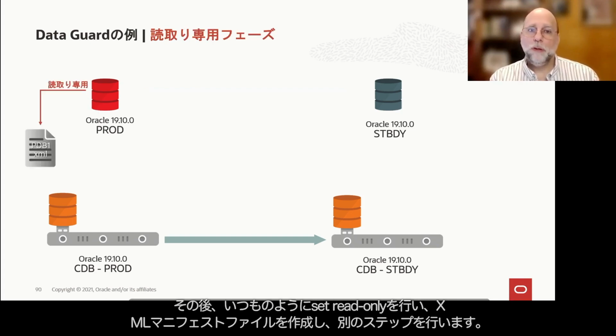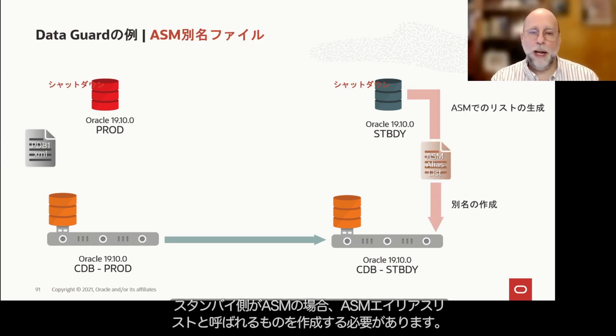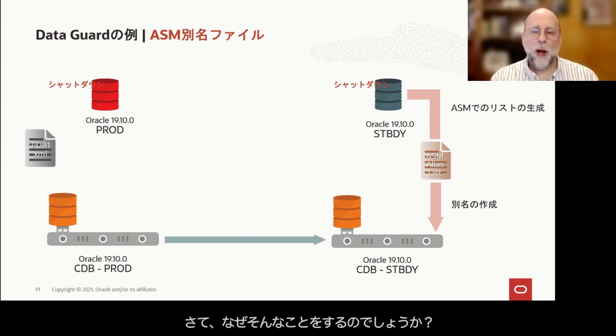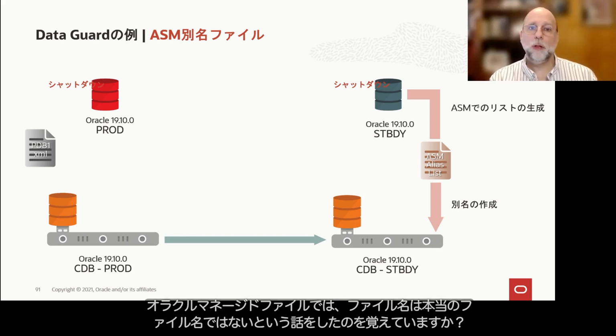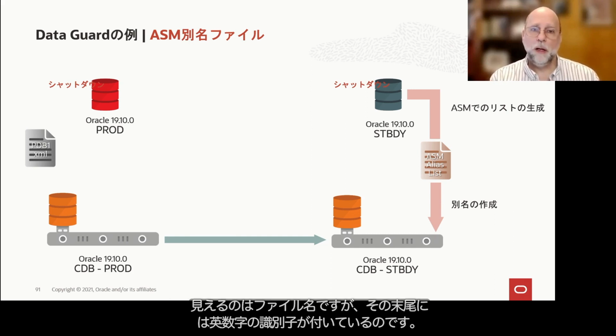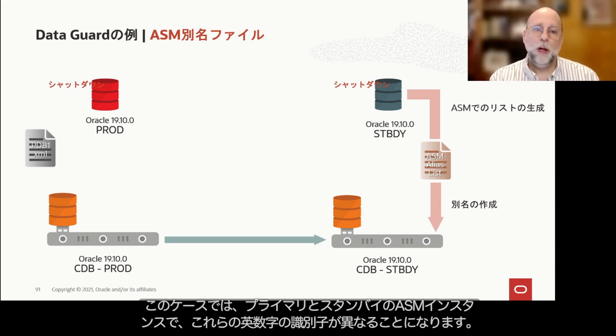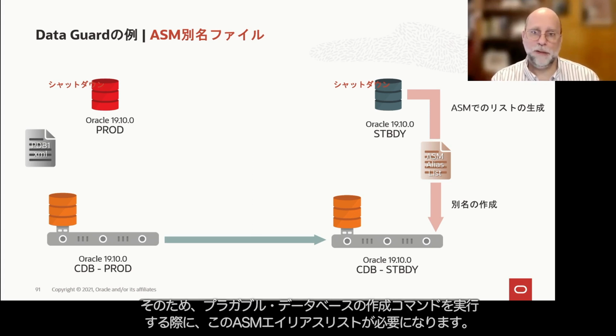Then you do your usual set read only, create your XML manifest file, and a separate step if you're in ASM. On the standby, you need to create what is called an ASM alias list. Now, why do you need to do that? Well, remember when I talked about Oracle managed files before, and how the file name isn't really the file name. It's what you see as the file name, but then there's an alphanumeric identifier on the end of it. Well, in this case, with a primary and standby, those alphanumeric identifiers are going to be different on the primary and standby ASM instances. So that ASM alias list is going to be needed when we then do the create pluggable database command.